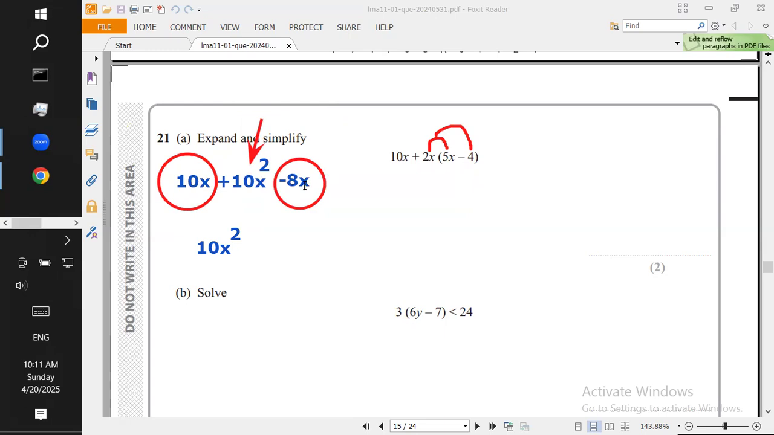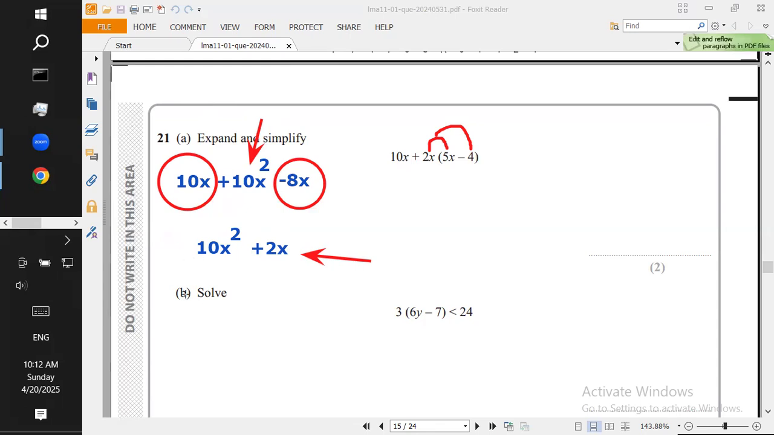Now this one and this one are like terms. So 10x minus 8x. 10 minus 8 equals 2, which is positive, so positive 2. And I write the same variable. Focus on this. When you multiply variables, you add the powers. But if you add and subtract variables, you don't add the powers. You write the same variable with the same power. Now, this is the final answer of expanding and simplifying. Focus on the steps because here we have x power of 1 and x power of 2. It means I can't simplify it anymore.